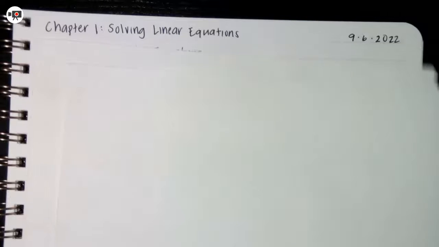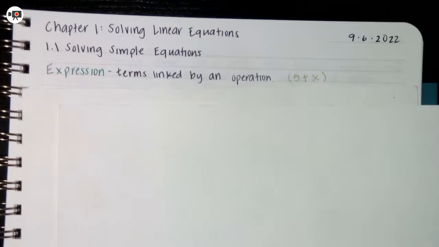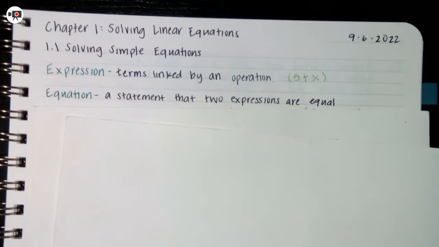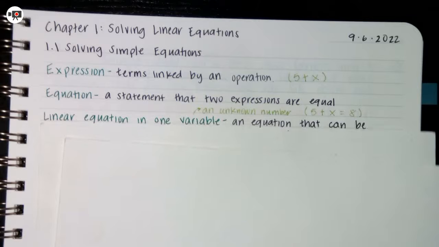This is 1.1, solving simple equations. An expression is where we have terms linked by an operation. So that could be 5 plus x. And an equation is a statement that has two expressions that are equal.